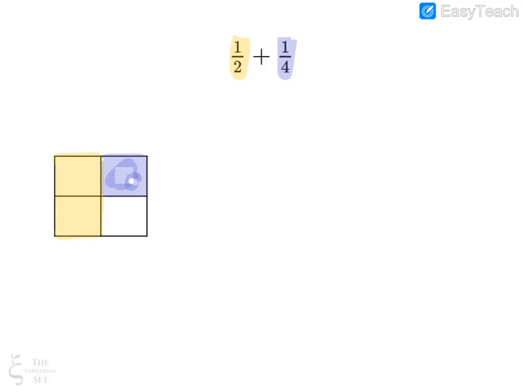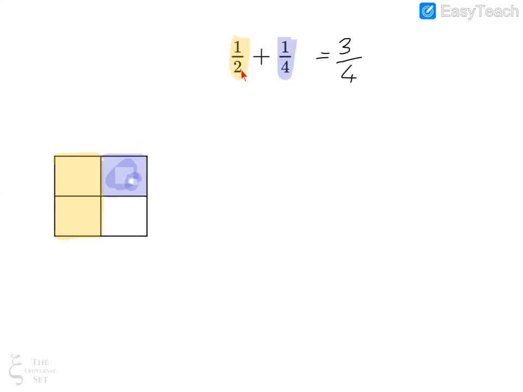So how much have I shaded in? Well, out of these 1, 2, 3, 4 pieces, I've shaded in 1, 2, 3 of them. So that must mean that my answer is 3/4. But what we're going to need to be able to do is to answer that question without having to draw the picture.